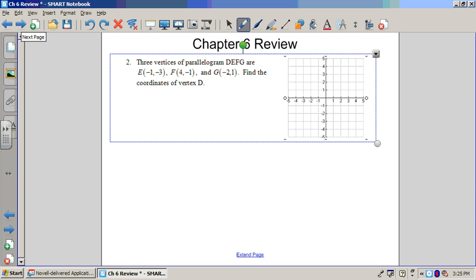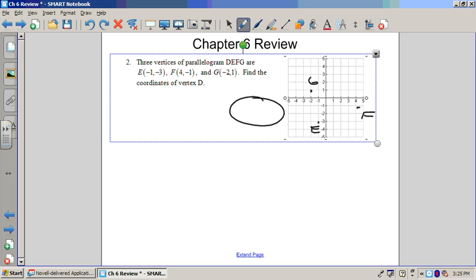Number 2, three vertices of parallelogram DEFG are -1, -3, 4, -1. This is E, this is F. G is -2, 1. And we would like to find the coordinates of D. This chart doesn't really go out far enough, it looks like, because notice it has to be DEFG, and so D is going to have to actually be, it looks like, somewhere over here.